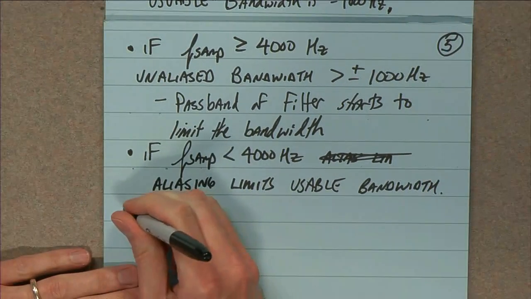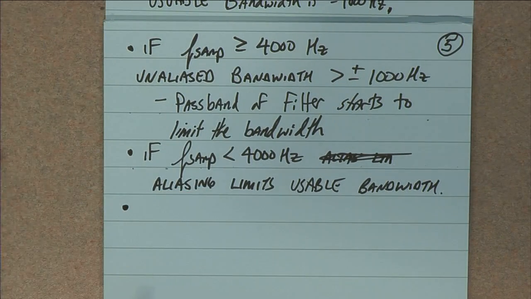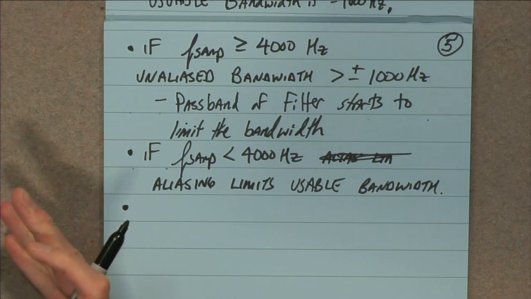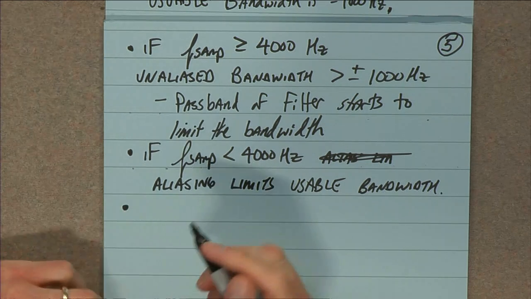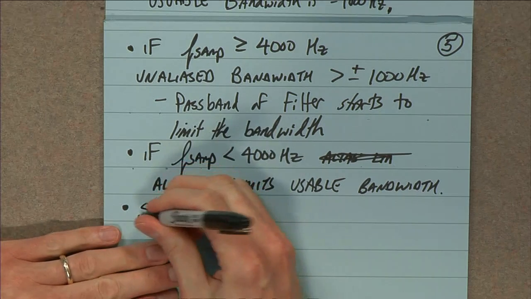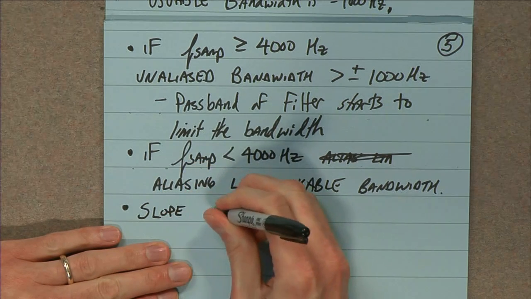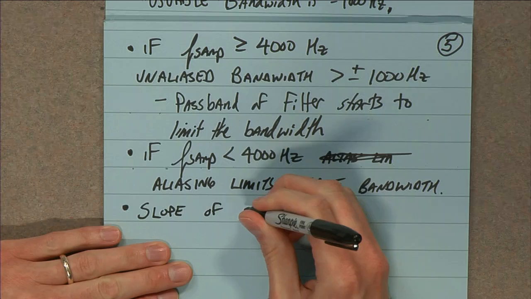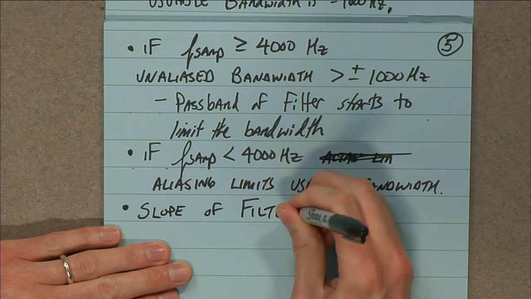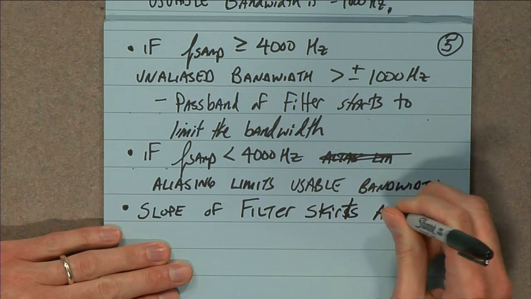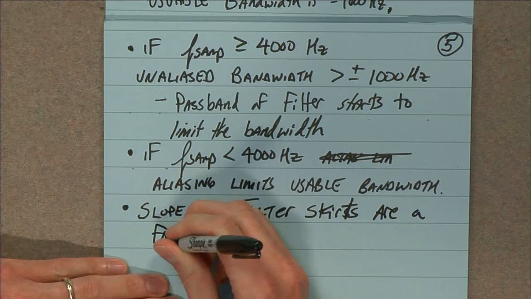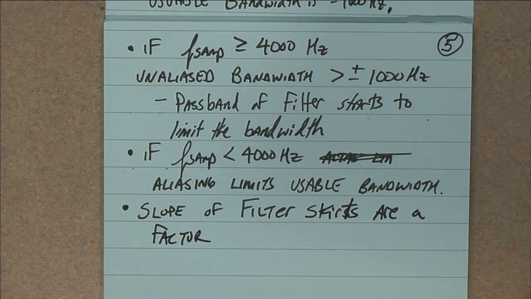So there's going to be a trade. As an engineer, you have to trade, well, what's the complexity of the filter? What's the order of the filter that I want to put in? You know, the cost of all those parts to give me the really steep slope. So the slope of the filter skirts is a factor. So that's part of your trade when you're trying to figure out what you really want to do.